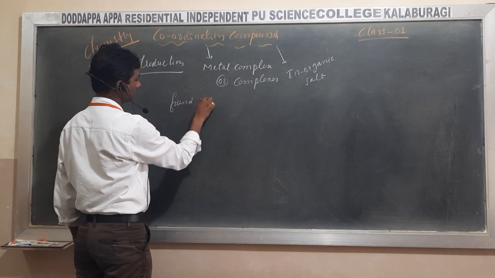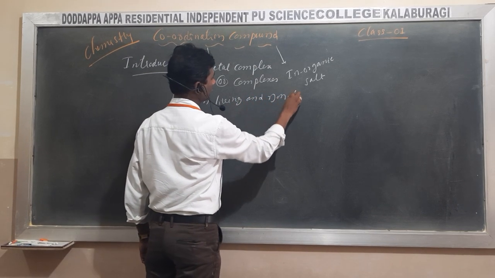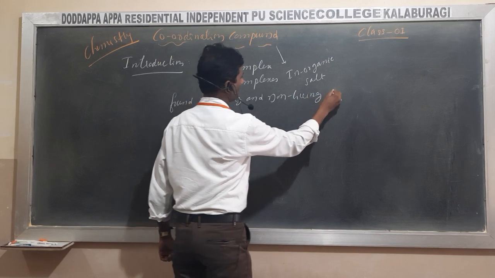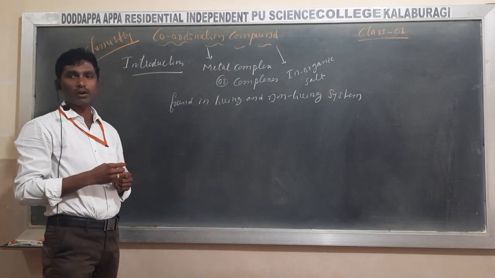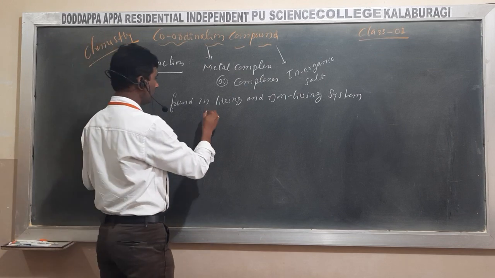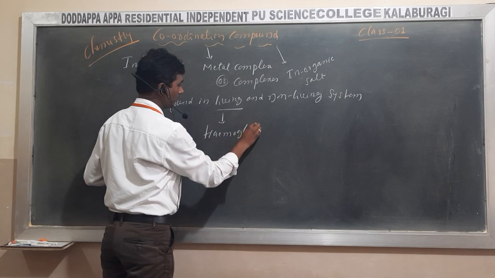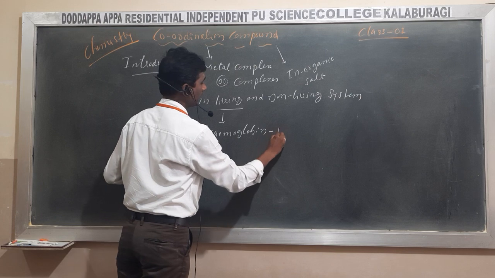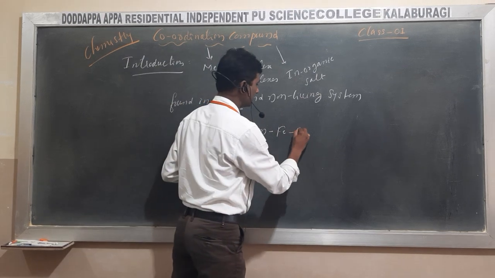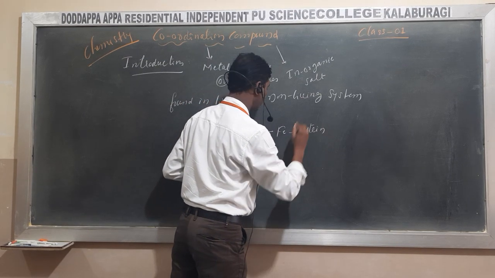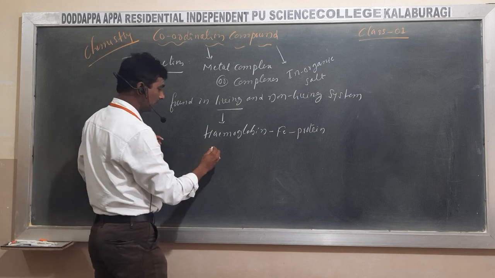The coordination compounds are found in living and non-living systems. Coordination compounds are found in living and what? Non-living systems. For example, in living systems, hemoglobin. Hemoglobin is a metal complex and it contains iron as a central atom. It is an iron containing protein. Hemoglobin, an iron containing protein, is an example of a coordination compound.